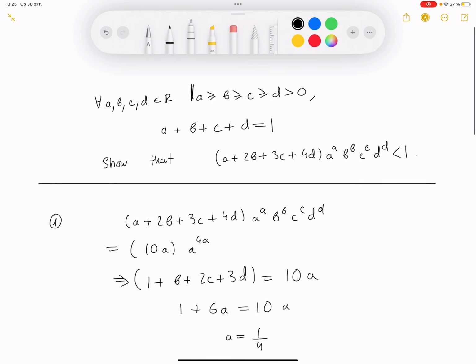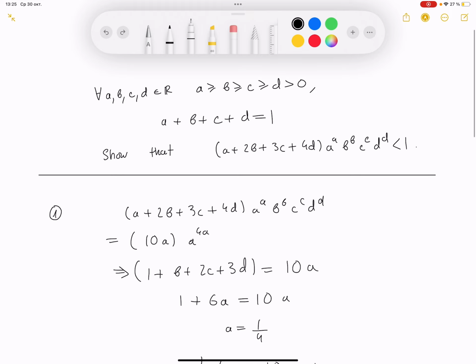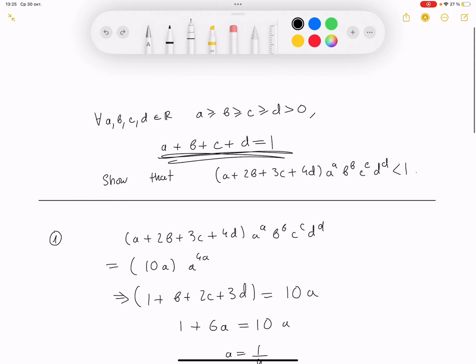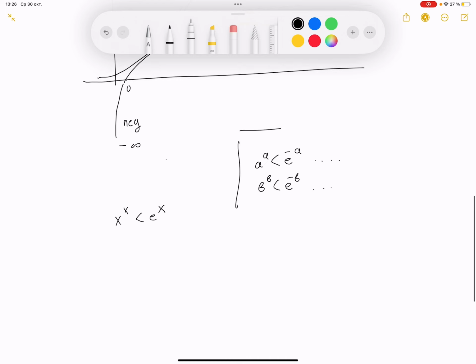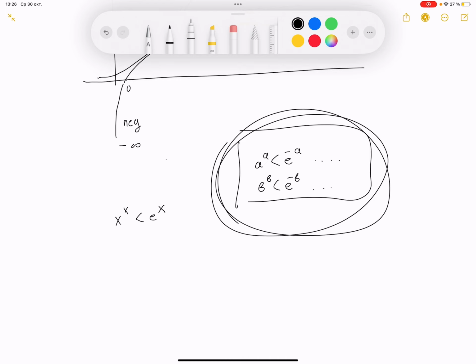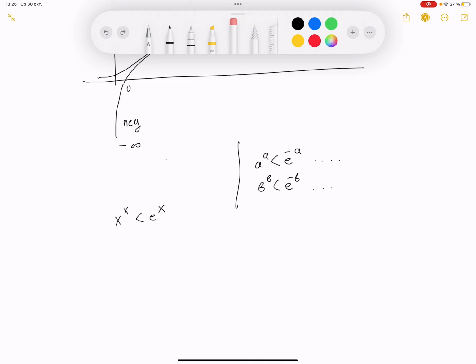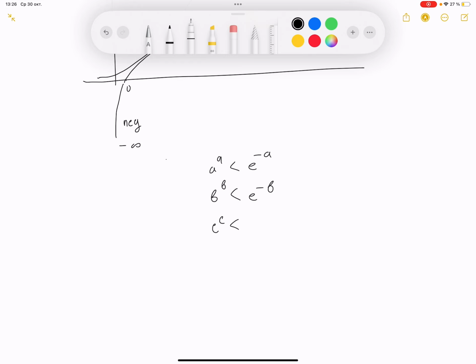We haven't bounded it here by 1. But if we bound it by 1 to satisfy this equation, right? Because if it's more than 1, this equation will not hold true. We can clearly see that it should satisfy this property, because it will be on the interval from 0 to 1. Either way, we'll have a to the power of a smaller than e to the power of minus a, b to the power of b smaller than e to the power of minus b, c to the power of c smaller than e to the power of minus c, and d to the power of d smaller than e to the power of minus d.